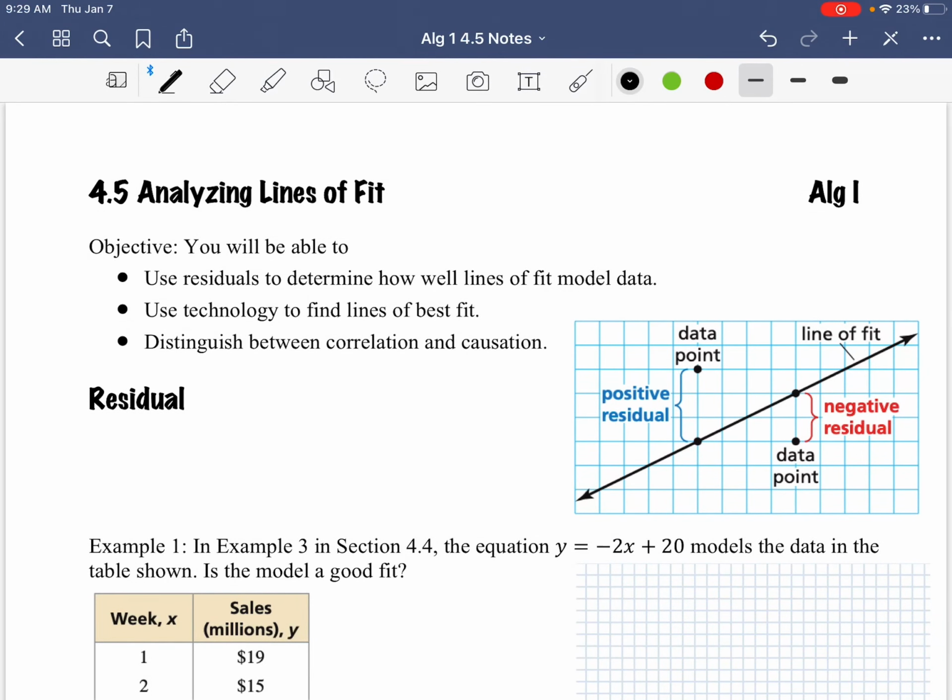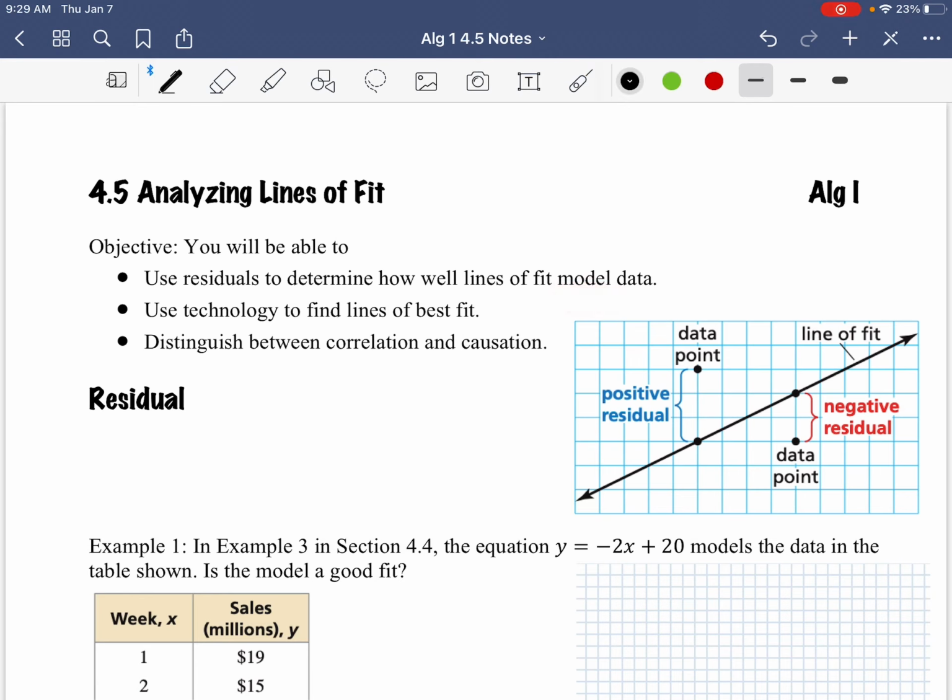All right, section 4.4, analyzing lines of fit. So in the last section, we drew our lines of fit. We drew our dots. So like over here, we have our data points, and then we drew the line that fit those data points as best we could. Today we're going to be analyzing them, determining how well our data points actually fit the model.